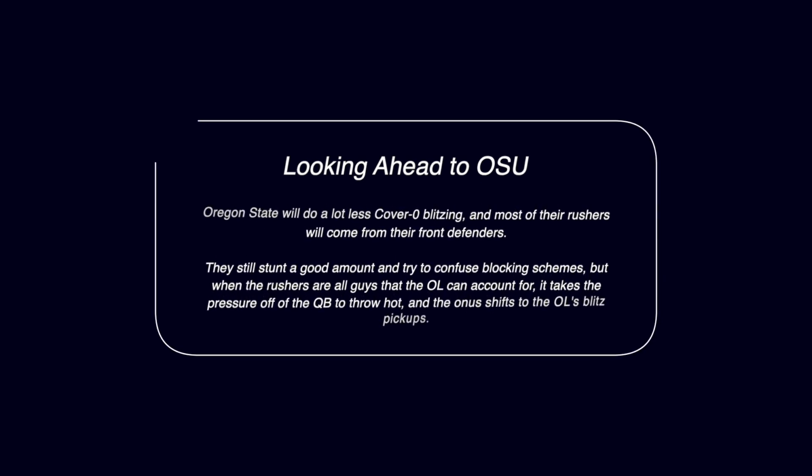In general, the Beavers are going to keep their pressure package much more in the box, and so most of the rushers are going to be people from that group that the offensive line can account for, meaning that Garbers isn't going to have to throw hot to survive in this game. Oregon State will still do things to try and confuse the Bears' blocking schemes, but in this game, that's going to put the onus on the offensive line to diagnose what's happening in front of them and react, and not on Garbers to beat unblocked rushers with his arm, and so hopefully he's going to have a little bit more time in this game.